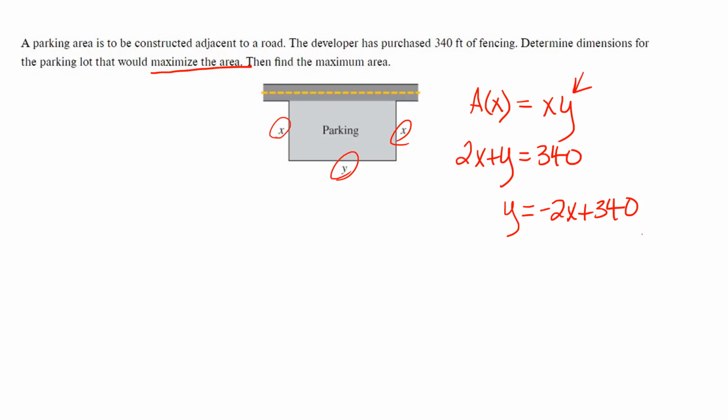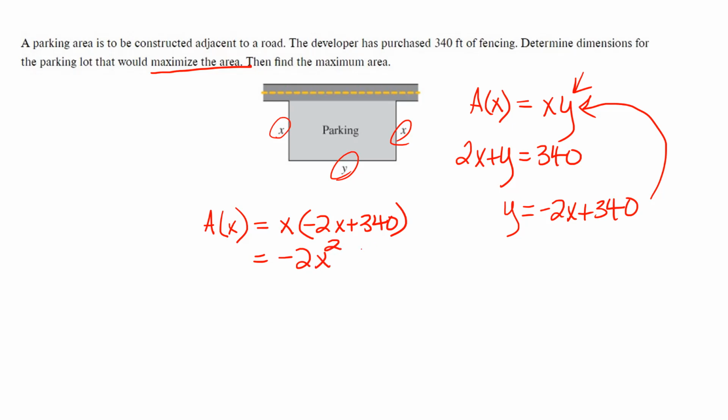So I'm going to take that amount, negative 2x plus 340, and stick it into my area function. So the area of this parking lot is, and I'm calling it A of x because I'm going to try to figure out what value of x will make this a maximum. So that's x times negative 2x plus 340. And so my area function is negative 2x squared plus 340x.